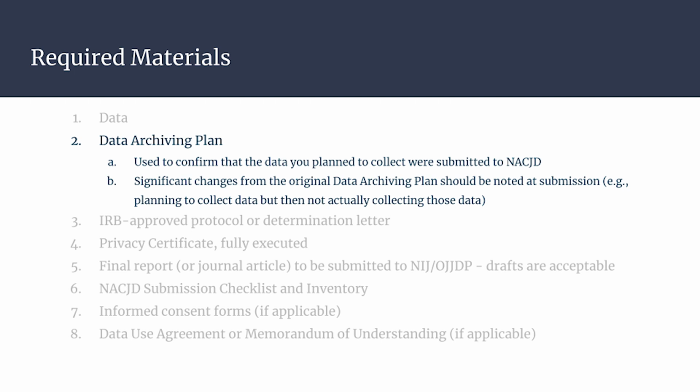The data archiving plan is almost always the original plan that was submitted with your funding application. We review this plan to confirm that the data you plan to collect were submitted to NACJD. Significant deviations from this plan, such as proposing to collect and archive data but then not collecting those data, should be noted at submission. Changes like this should have been discussed with your grant manager, and they may have requested that you submit an updated archiving plan for approval. If that was the case, the updated plan should be submitted to NACJD. If you're unsure if something is a significant change from the original plan, please email NACJD for clarification.